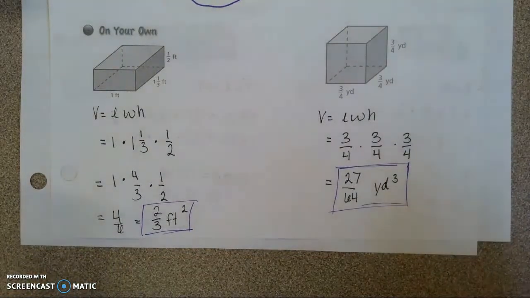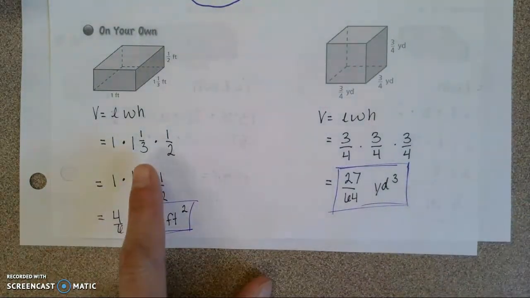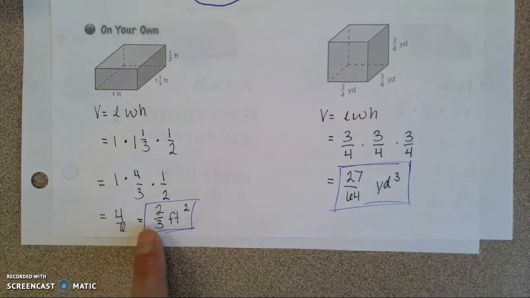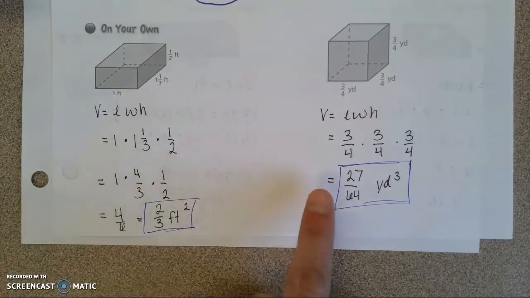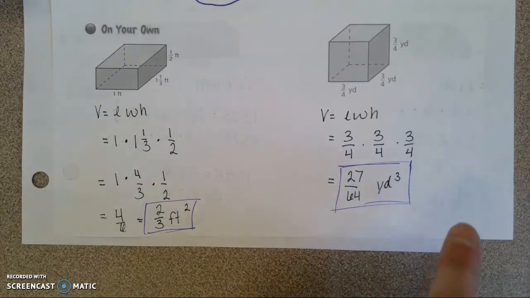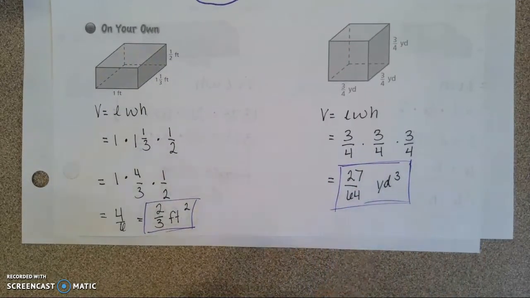All right, go ahead and check your work here. So on this first one, 1 1/3, I changed it to 4/3. And then 4 times 1, 3 times 2, I got 4/6. I did simplify that to 2/3. Over here, 3 times 3 times 3, I got 27. 4 times 4 is 16, times 4 again, 64.